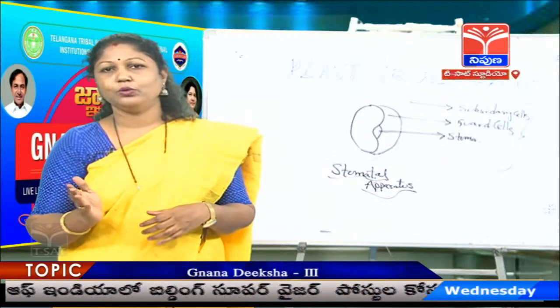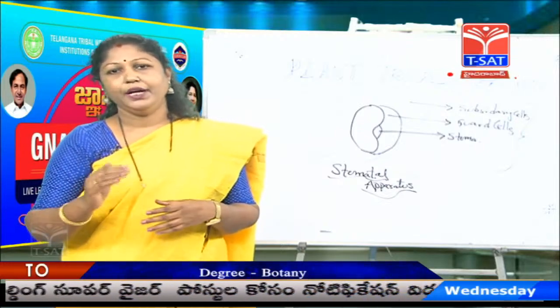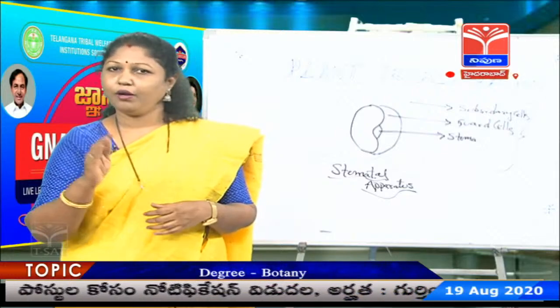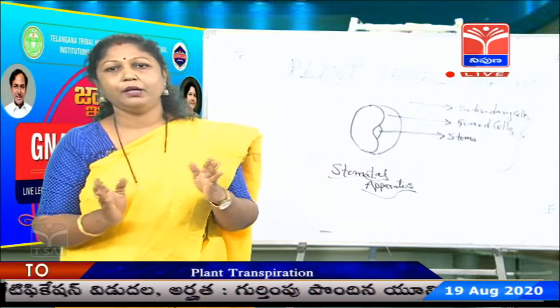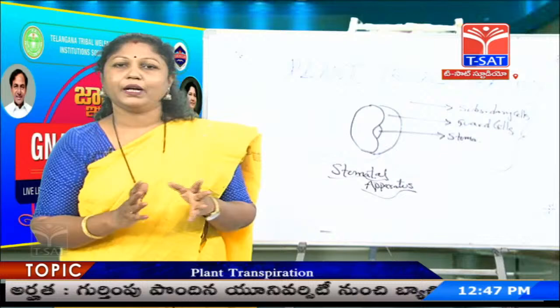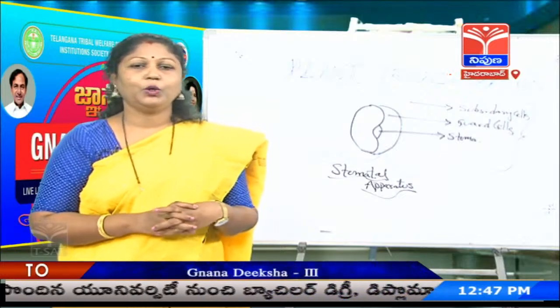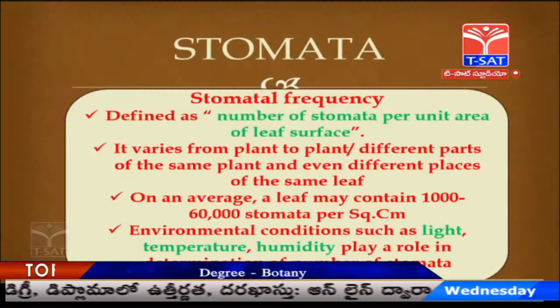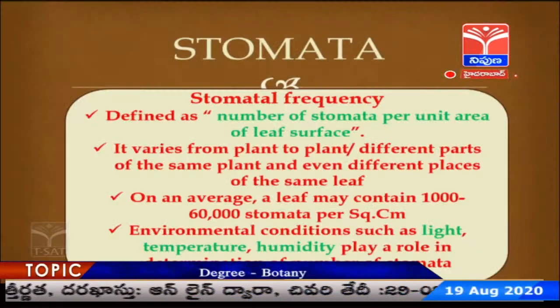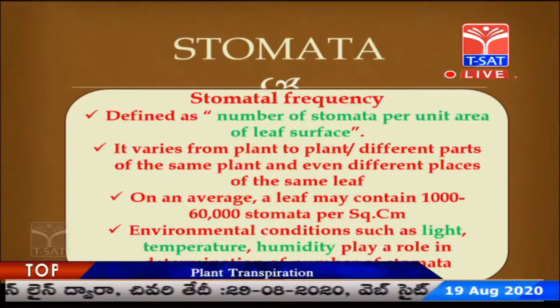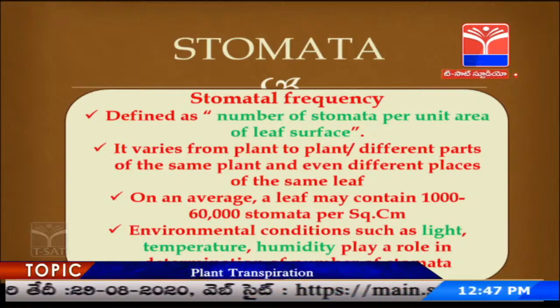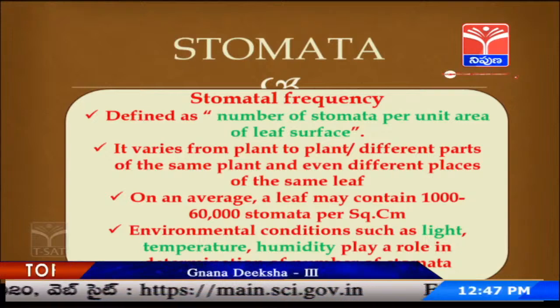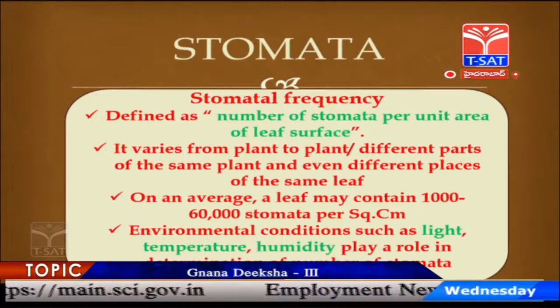Definitely the stomatal number also varies from plant to plant or from leaf to leaf. You will be surprised to know that within a plant also, in different parts of the plant or on the same leaf at different places, the stomatal number can vary. So, there is one term called stomatal frequency. What is this stomatal frequency? It is the number of stomata per unit area of the leaf surface. On an average we can find 1000 to 60,000 stomata per square centimeter.